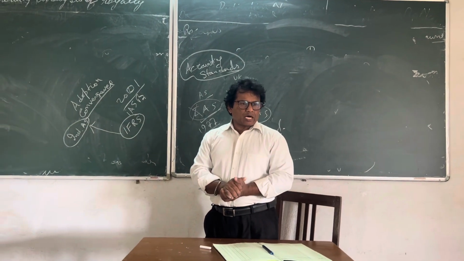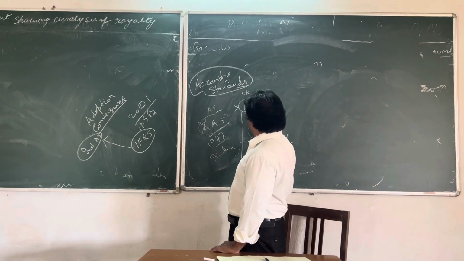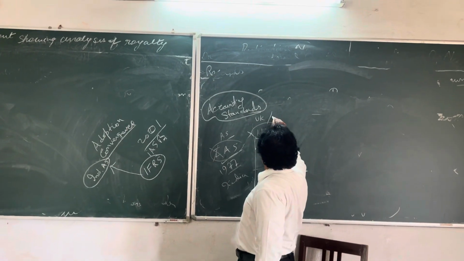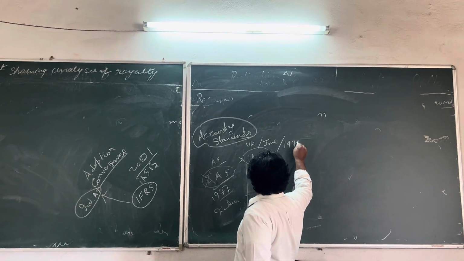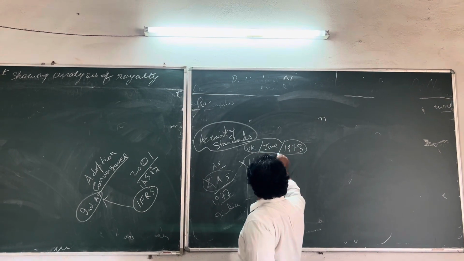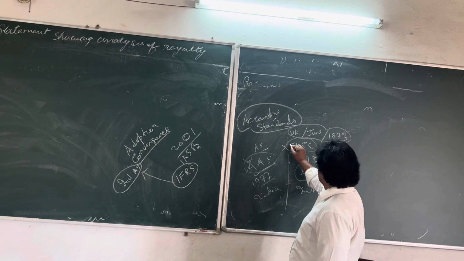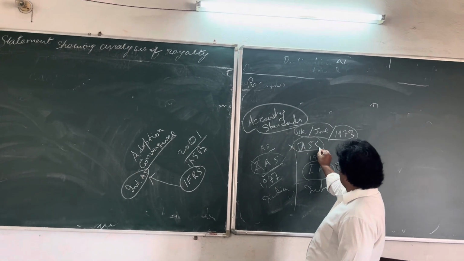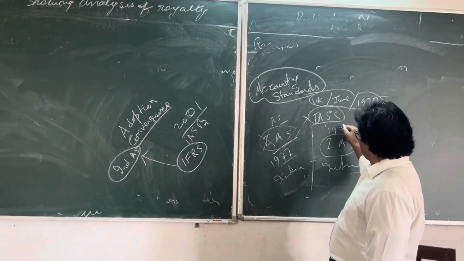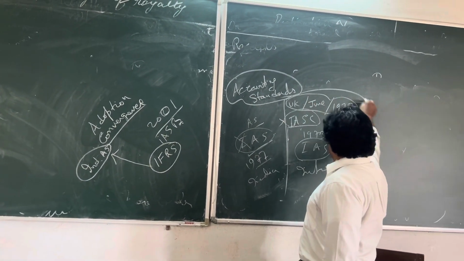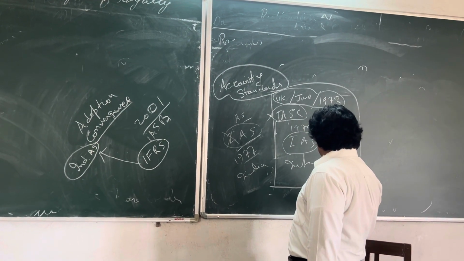Now, so far as accounting standards are concerned, see what happened at the international level in UK. In June 1973 in UK, this organization, International Accounting Standard Committee, IASC, was formed. And their objective was that they will make accounting standards for all over the world.